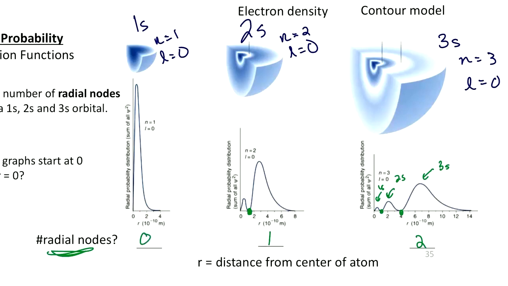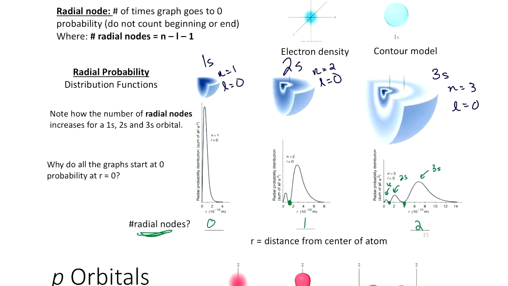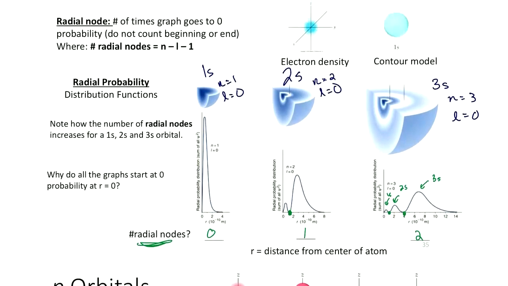So we can get the number of radial nodes from the graph, but we can also calculate it by an equation. The number of radial nodes for any type of orbital will always be the n value minus the L value minus 1. We have already determined these n and L values, so you can calculate from them the number of radial nodes. For a 1s orbital it is equal to 0, because 1 minus 0 minus 1 equals 0.